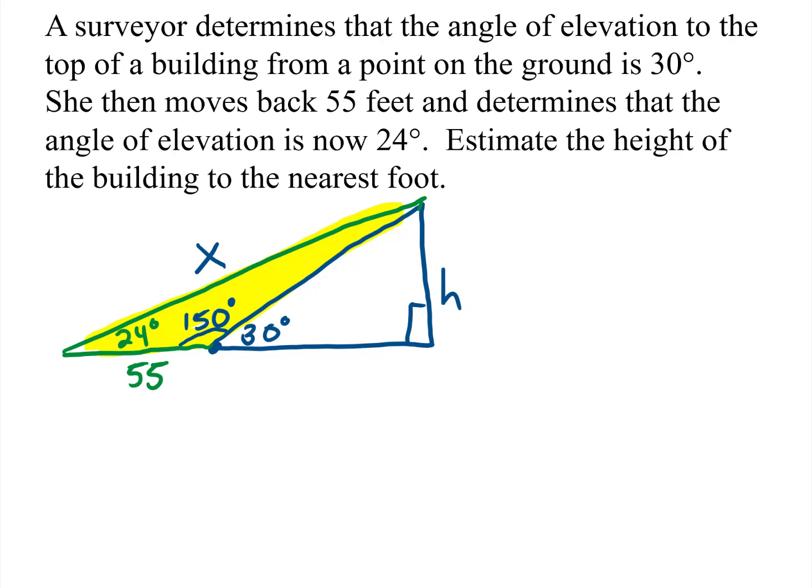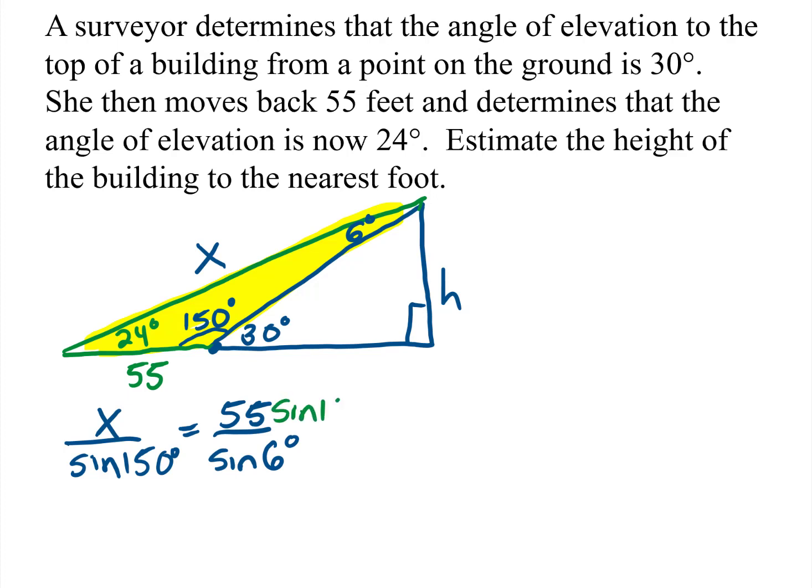So I have, first of all, x over the sine of 150 degrees equals 55 over the sine of, I don't have the angle opposite the side 55, but I can easily find it because I've got 150 plus 24, that's 174. They have to add up to 180, so this has got to be 6 degrees. So sine of 6 degrees. Now I can multiply the sine 150 over here, and then I can get the calculator.